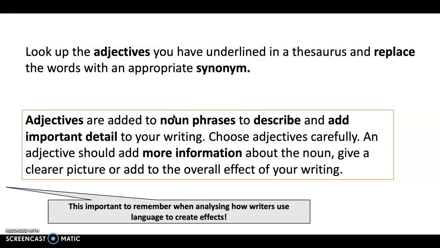Adjectives are added to noun phrases to describe and add important detail to your writing. Choose adjectives carefully. An adjective should add more information about the nouns, give a clearer picture, or add detail to the overall effect of your writing. This is an important skill to remember when analysing how writers use language to create effects. Writers choose words very carefully to create a vivid picture in the reader's mind.